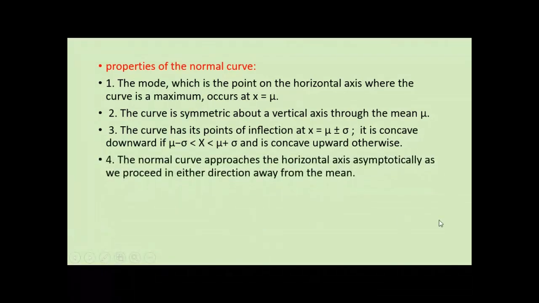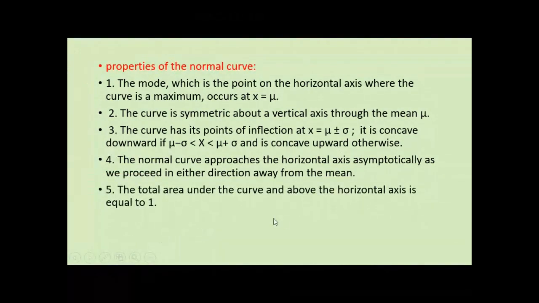The normal curve approaches the horizontal axis asymptotically as we proceed in either direction away from the mean. What's the meaning? This is the normal curve. Roughly, I'm telling you the curve approaches the axis asymptotically and never touches it. After some stage, it will go parallel to the x-axis or z-axis, but will not touch this axis. It will never touch or intersect this line. Okay, that's what is given. These are the properties, isn't it? They can be used for MCQs.